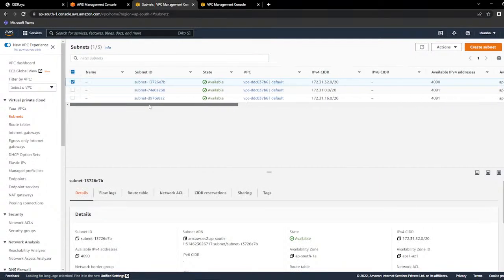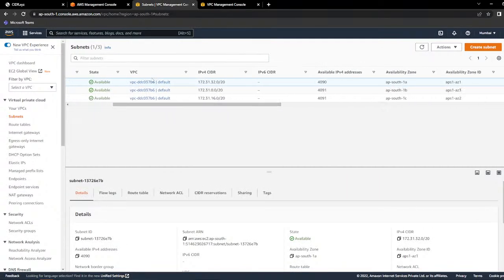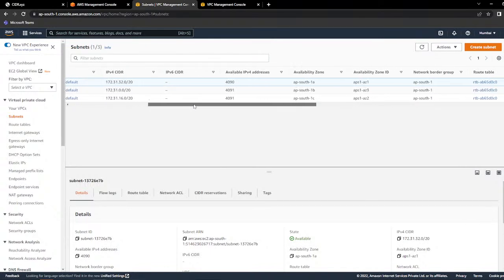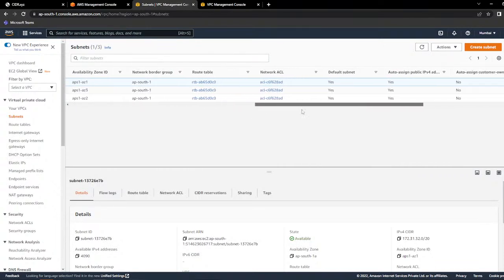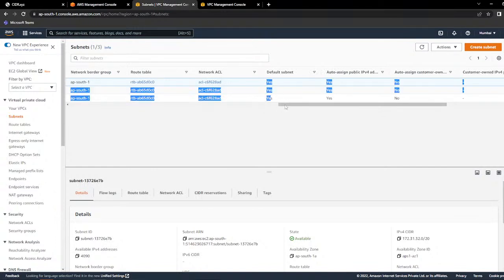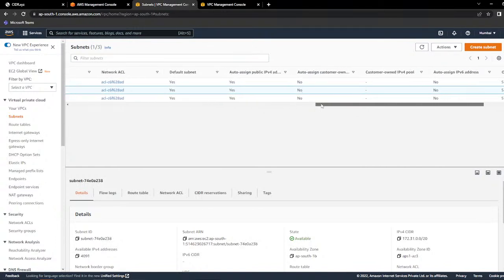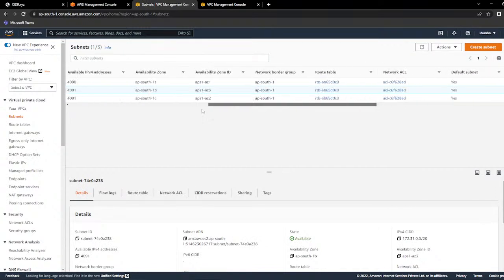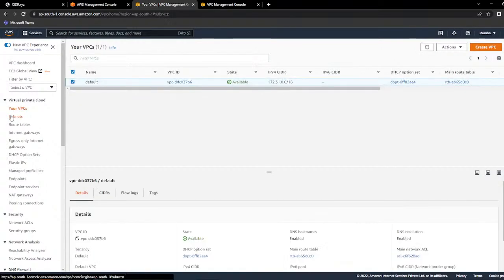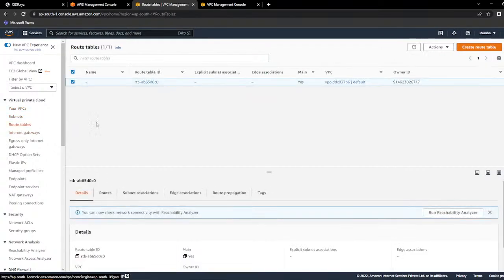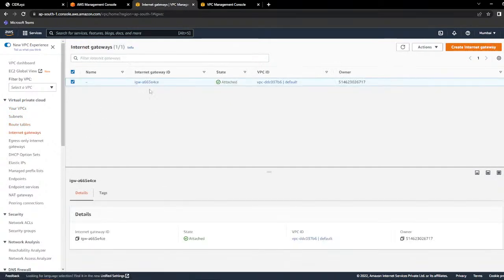If you go here, you have to understand some properties. You can see the VPC attached to this subnet. Available IP ranges, we'll talk about that. Route table, NACL. Now this is a default subnet because it is created by Amazon. Auto-assign public IP and all these things. Okay, we are good here. So by default, when you come here, you will see subnets and route tables. This is a default route table. We'll talk about that more. Okay, this is a default internet gateway.